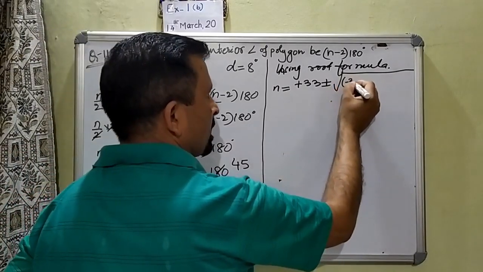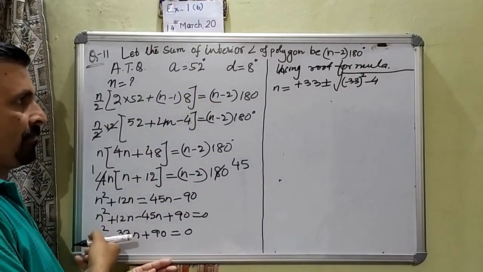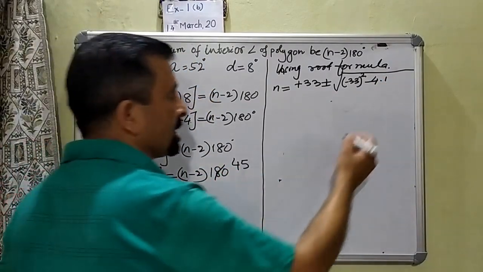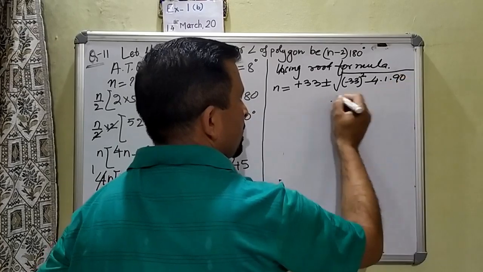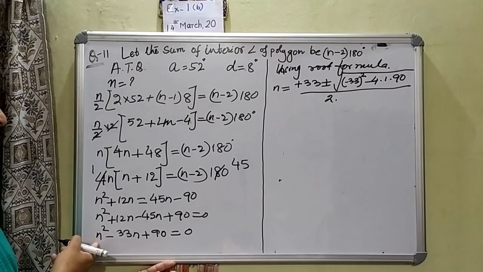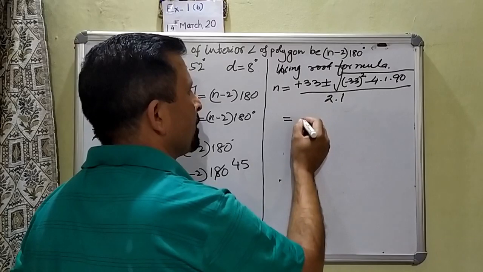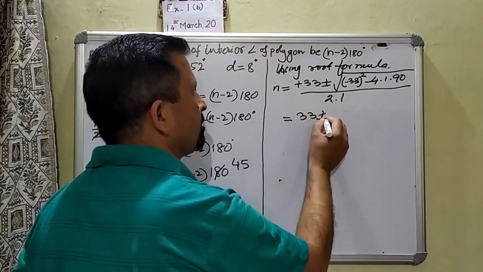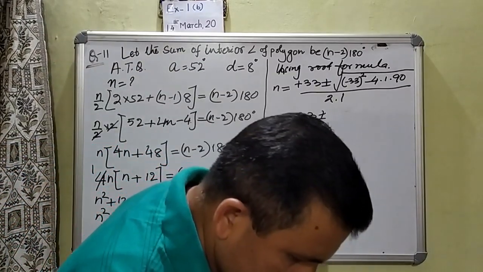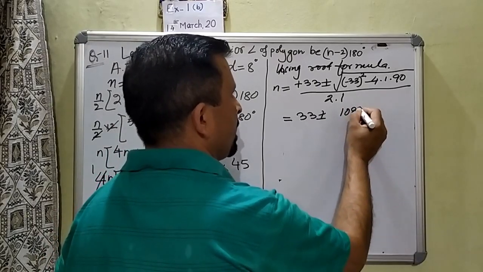Square of minus 33, minus 4 into a, where a, the coefficient of n square, is equal to 1, into c, that is 90, divided by 2 into a, again the coefficient of n square, which is 1. So we write here 1. After that we can simplify. This is as it is 33, plus minus the square of 33, which is 1089. The square of this is 1089.